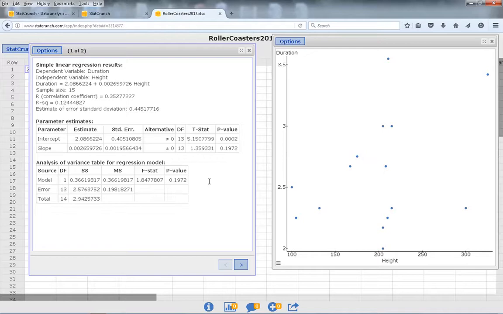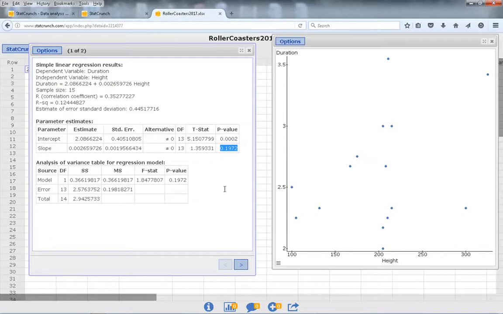So as a result, the p-value is not going to be small. So I'm going to end up failing to reject the null. So I'm going to say there's not significant evidence that there's a linear pattern between the variables.